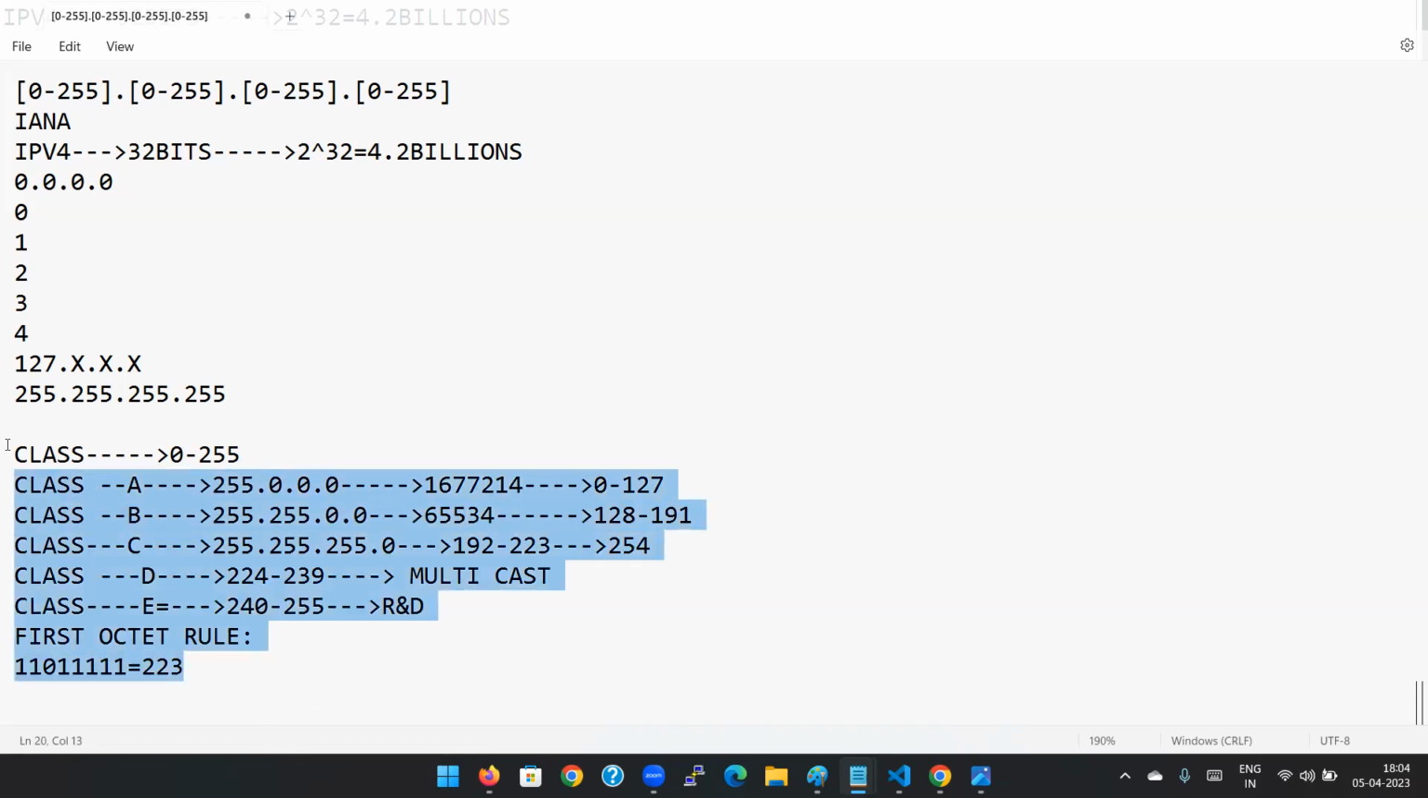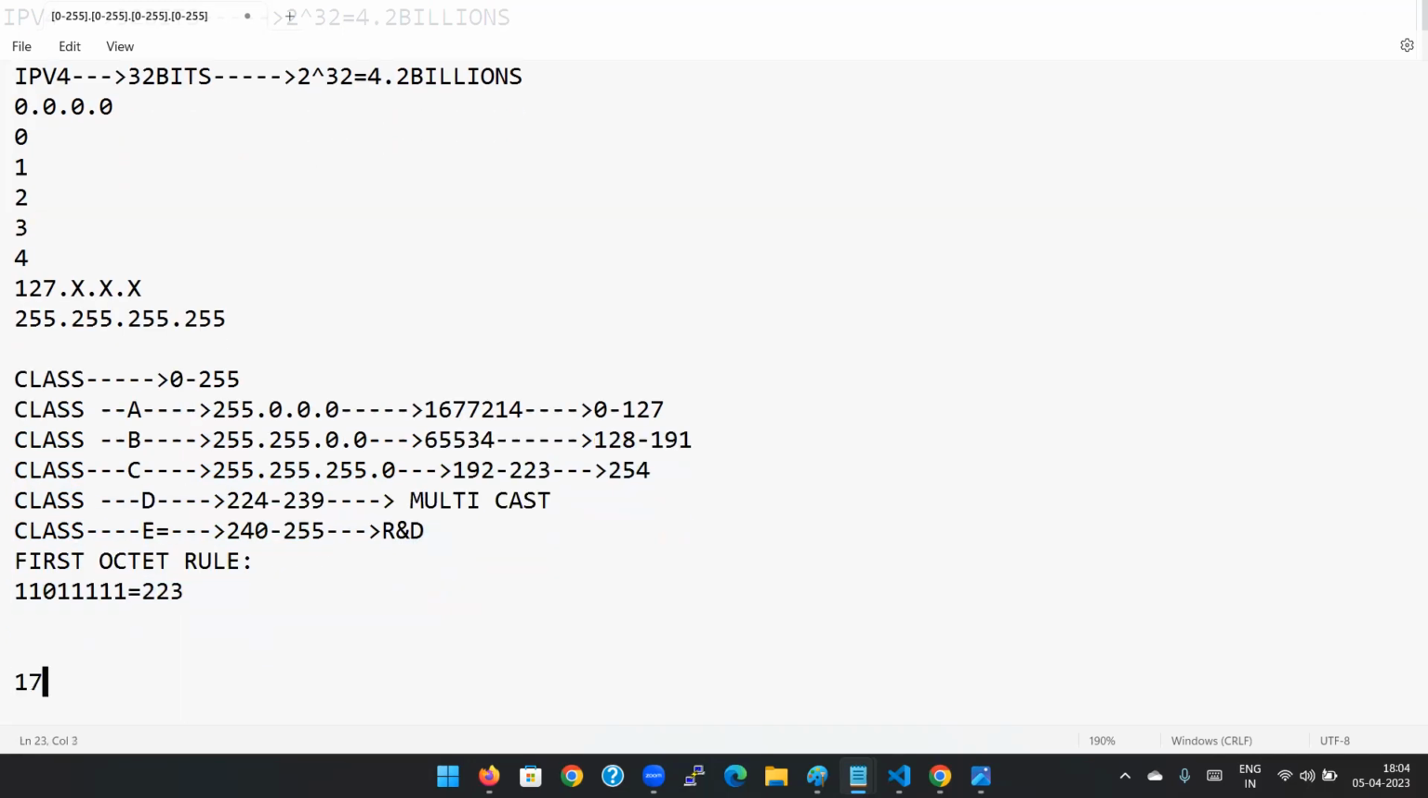For example, now my network engineer has come to me and said that he is giving me a network, 172.16.0.0, and the subnet mask is 255.255.0.0.